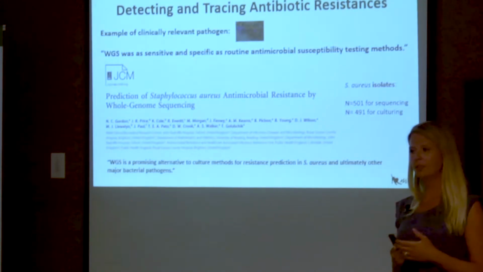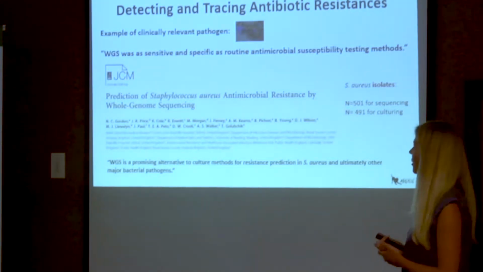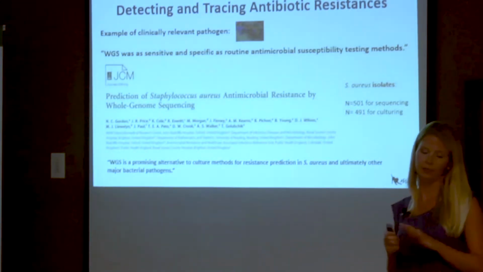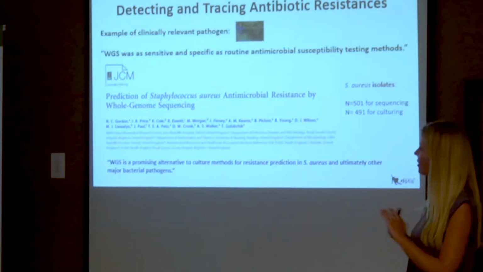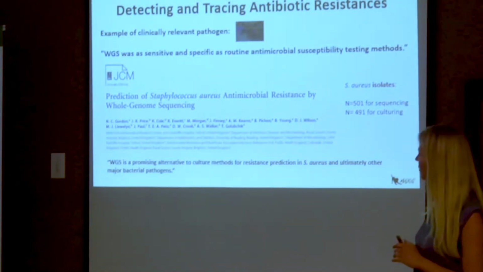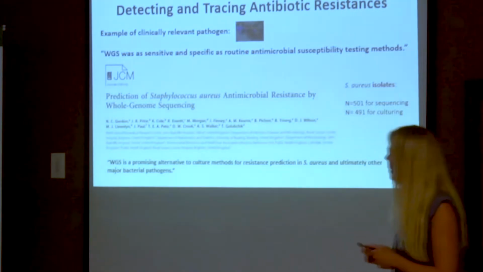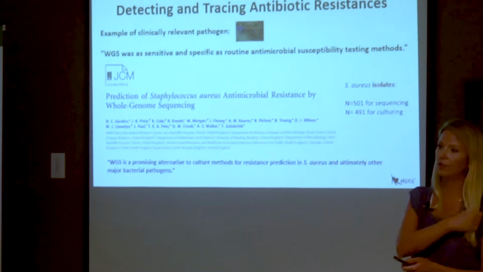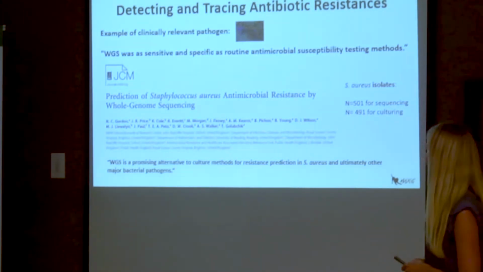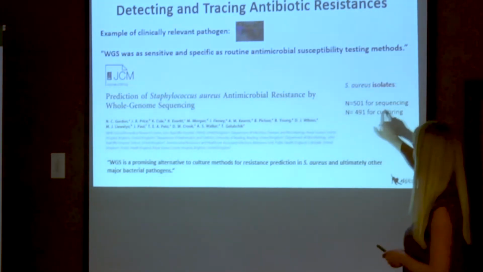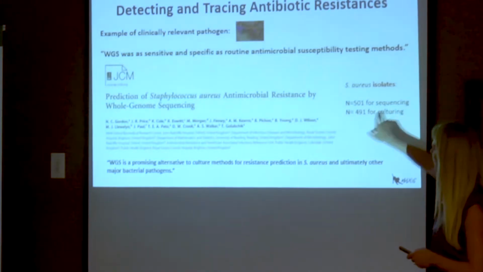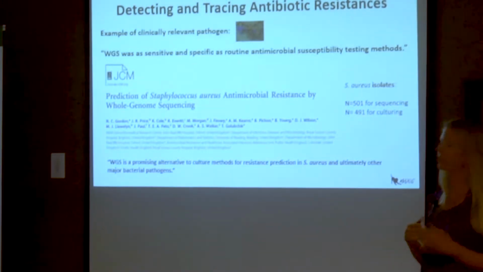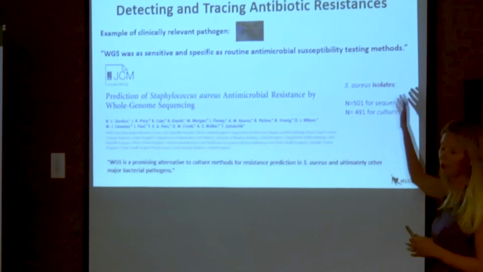And that you can really trace these resistances on a genome-wide scale was shown by this group, by Dr. Jordan and all. And they used a clinically relevant pathogen, Staphylococcus aureus, a very important human pathogen. And they had 500 isolates of this organism for sequencing and 491 for culturing. So they couldn't culture quite all of them, but most of them.